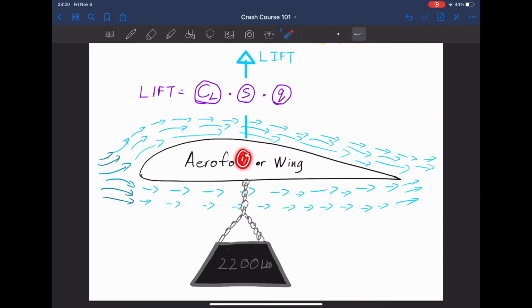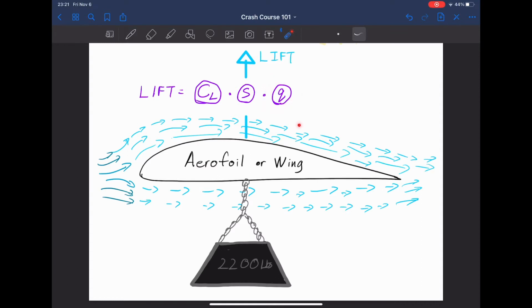Now let's talk about lift. Lift is made up of a few variables. Number one, we have the coefficient of lift. Second, we have the surface area of the wing. And Q, which is the third, is the dynamic pressure. Dynamic pressure is the air smacking the front of the wing.